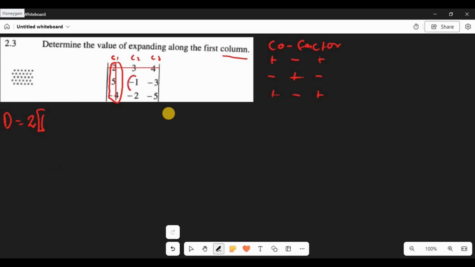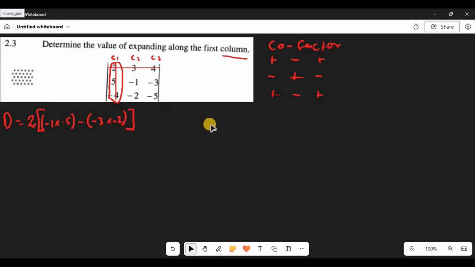We say this negative multiplied by that negative 5. So negative 1 multiplied by negative 5. Then minus, that is the formula. Then it's going to be negative 3 multiplied by negative 2. Do not forget that. Now we are done with this one here.